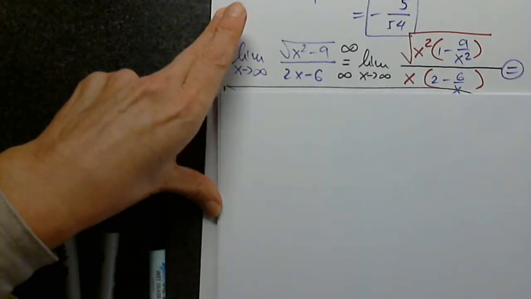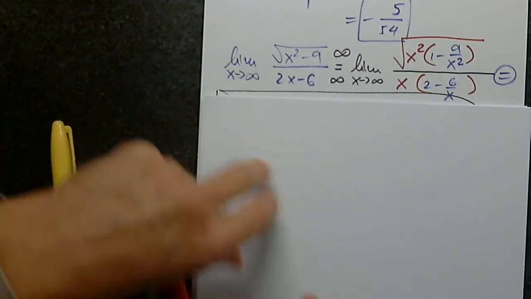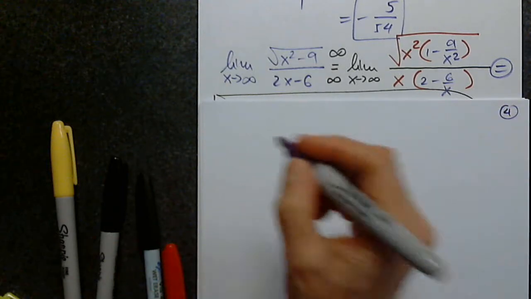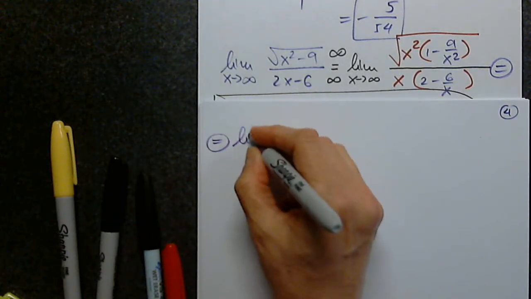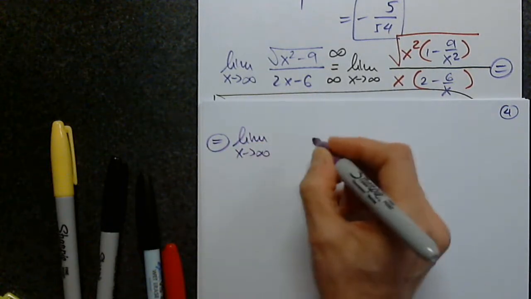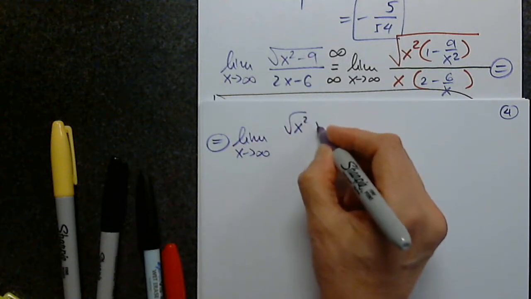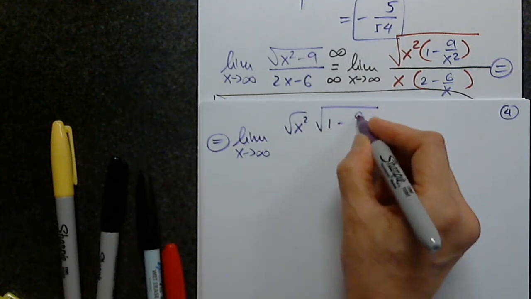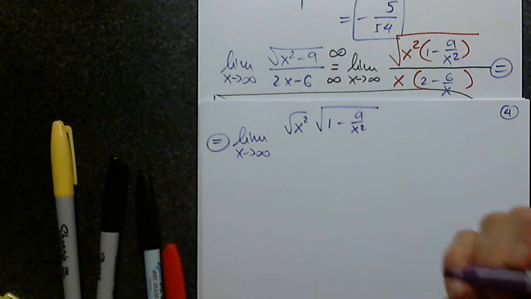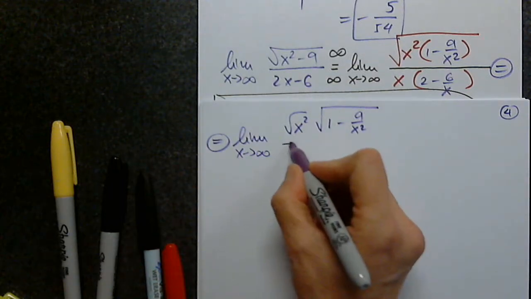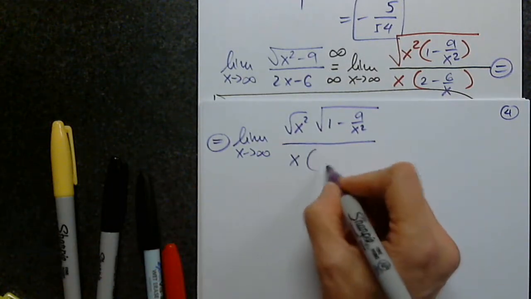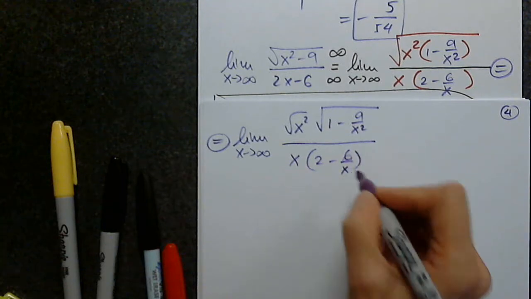So what now? Now you can separate. Yes. Now I can write the limit as x approaches infinity of the square root of x squared times the square root of 1 minus 9 over x squared. And then I have here 2x, and I don't have to do anything in the denominator anymore for now.